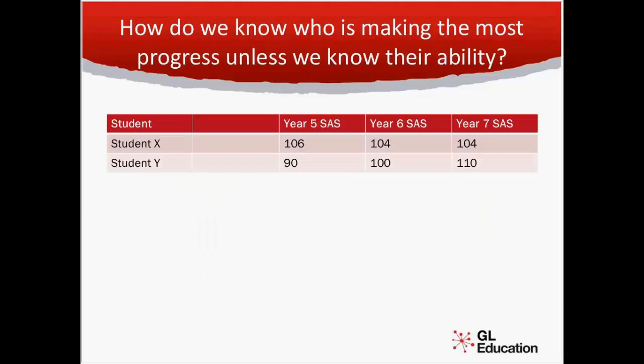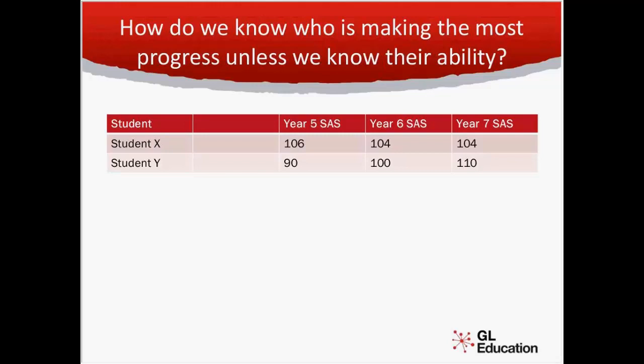So we can use CAT4 data on its own to look at the profiles of students and where their strengths and weaknesses are. We can also start combining it with attainment tests. Okay. So the example I've got in front of us here is two students, X and Y. We're looking at their maths results in year 5, year 6, and year 7. These are standardized age scores. So we've got 106, 104, and 104 for student X. And for student Y, we've got 90, 100, and 110. We haven't got any CAT4 data in there at the moment.